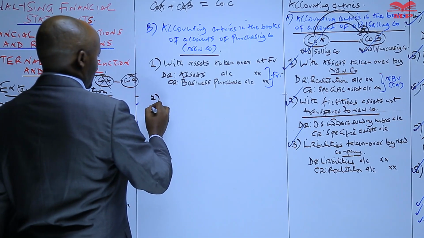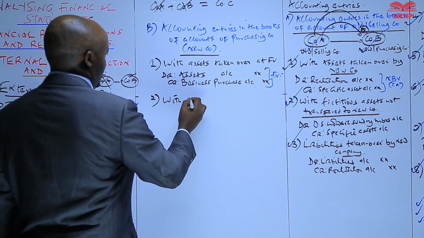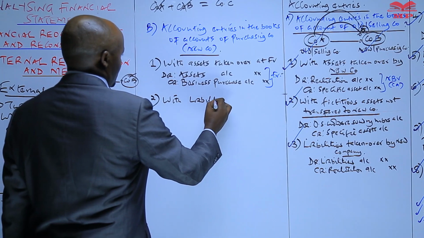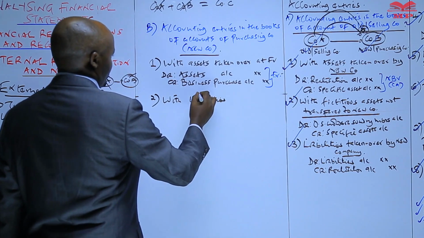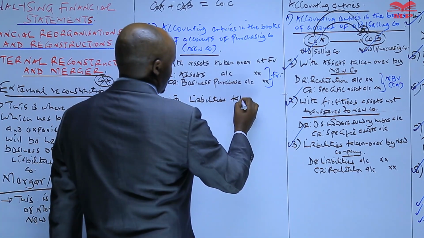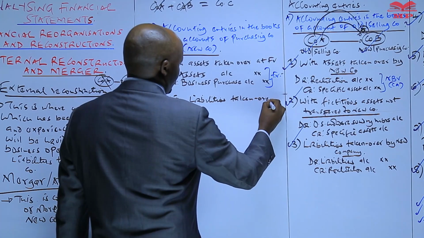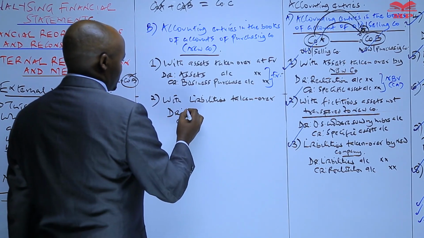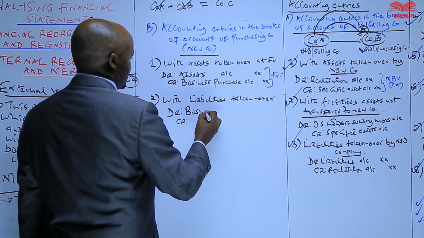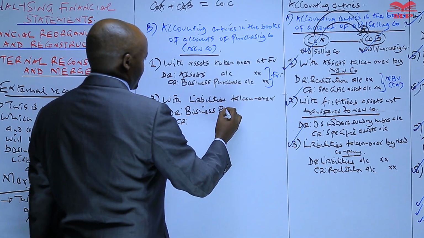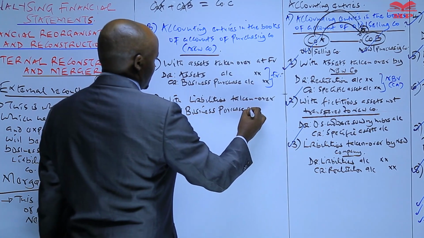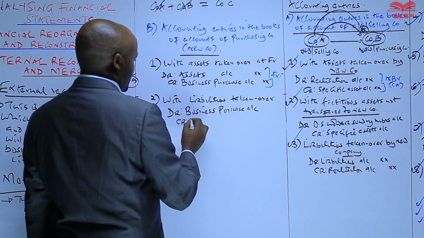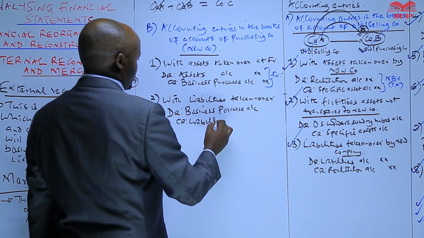Number two, we also account for the liabilities taken over. So how do we account for those liabilities? First of all, we debit the account called the business purchase account, and then we credit the liabilities account.